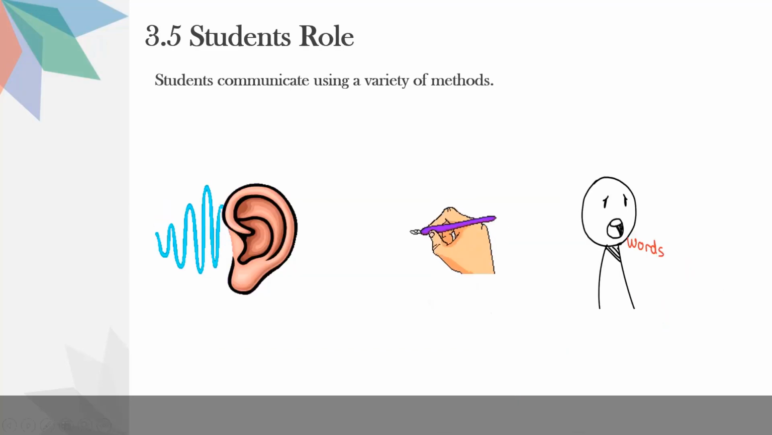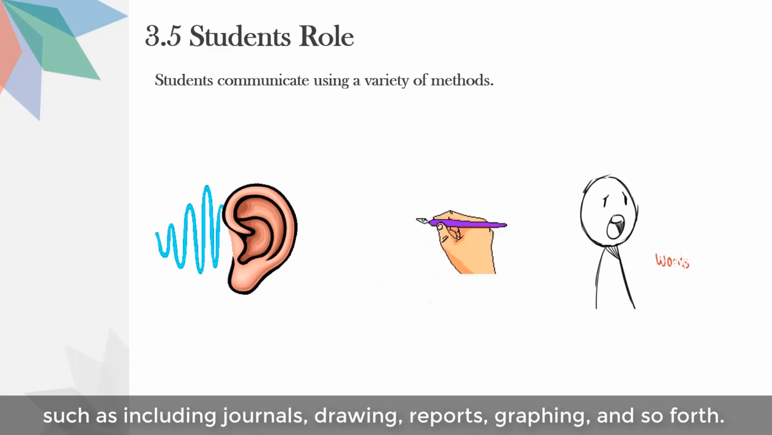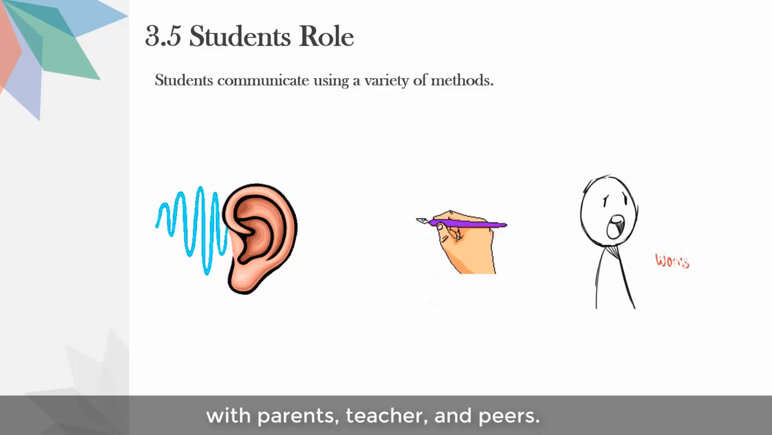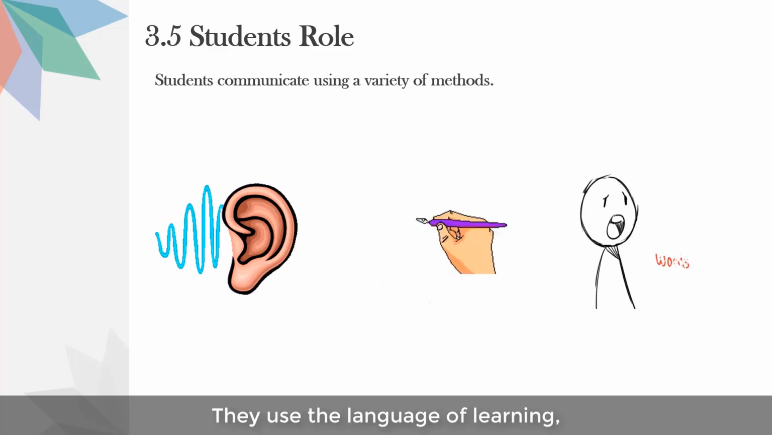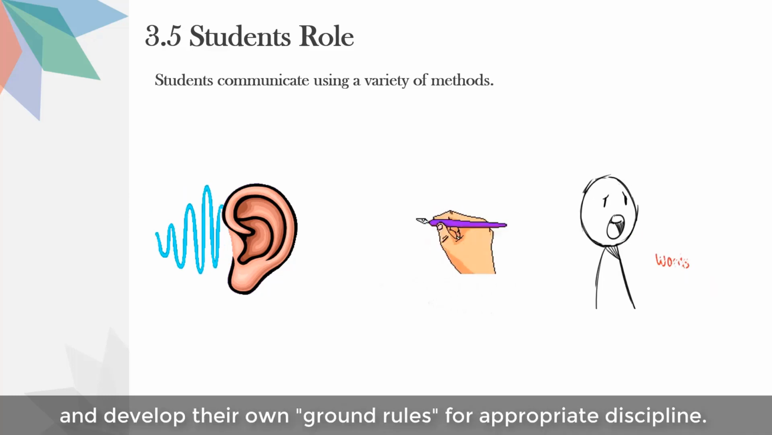Students communicate using a variety of methods. They express ideas in a variety of ways, including journals, drawing, reports, graphing and so forth. They listen, speak and write about learning activities with parents, teacher and peers. They use the language of learning, apply the skills of processing information and develop their own ground rules for appropriate discipline.